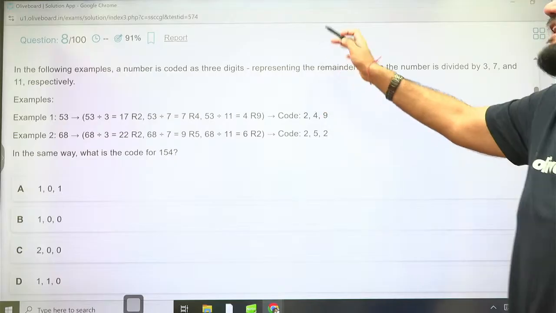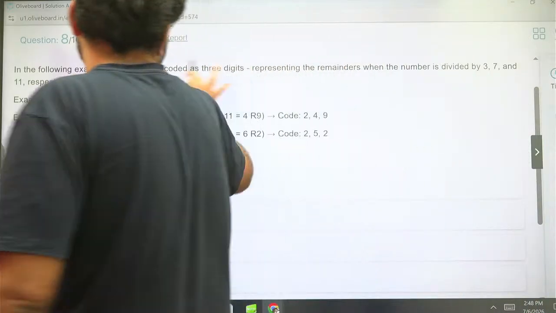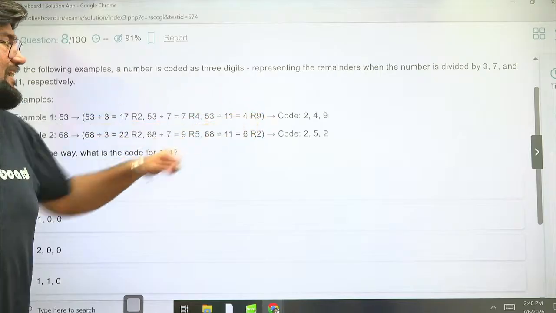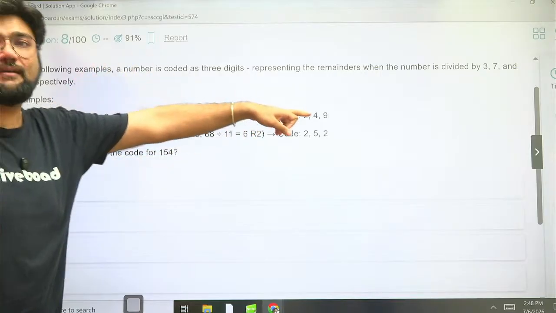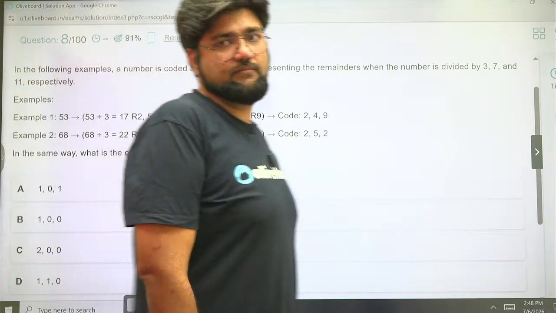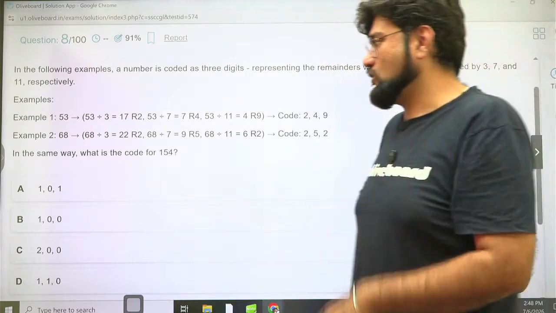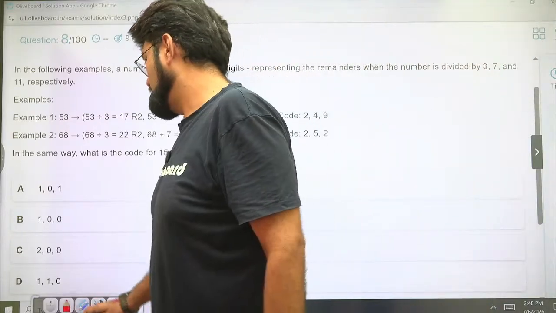So we first divide 53 by 3 and we take the remainder. Then we divide 53 by 7, we take the remainder. And we divide 53 by 11 to get the remainder, and that is the code: 3, 7, 11. That is basically your modulo dividing. You're getting the remainder as your answer. So what will be the code for 154?